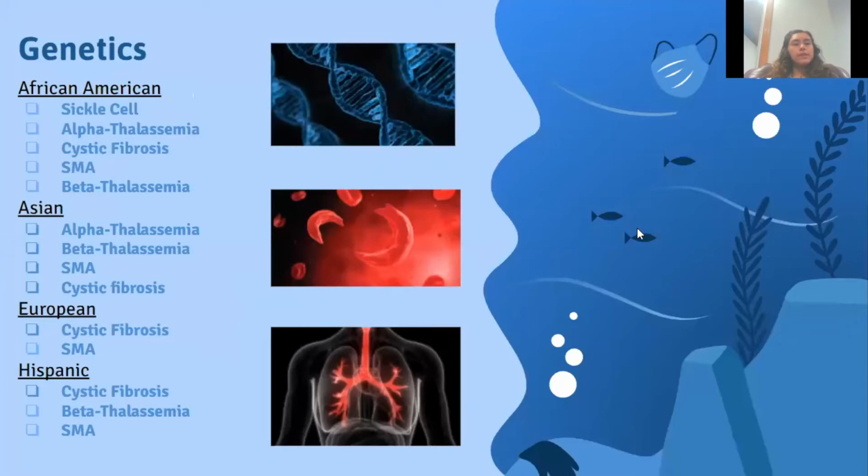All right, so for this slide, we included genetic diseases that are prevalent in certain communities, and we decided to include the African-American community, the Asian community, the European community, and the Hispanic community. And we can see how, although they have similar genetic diseases, some communities have a longer list of these diseases that they are affected by.